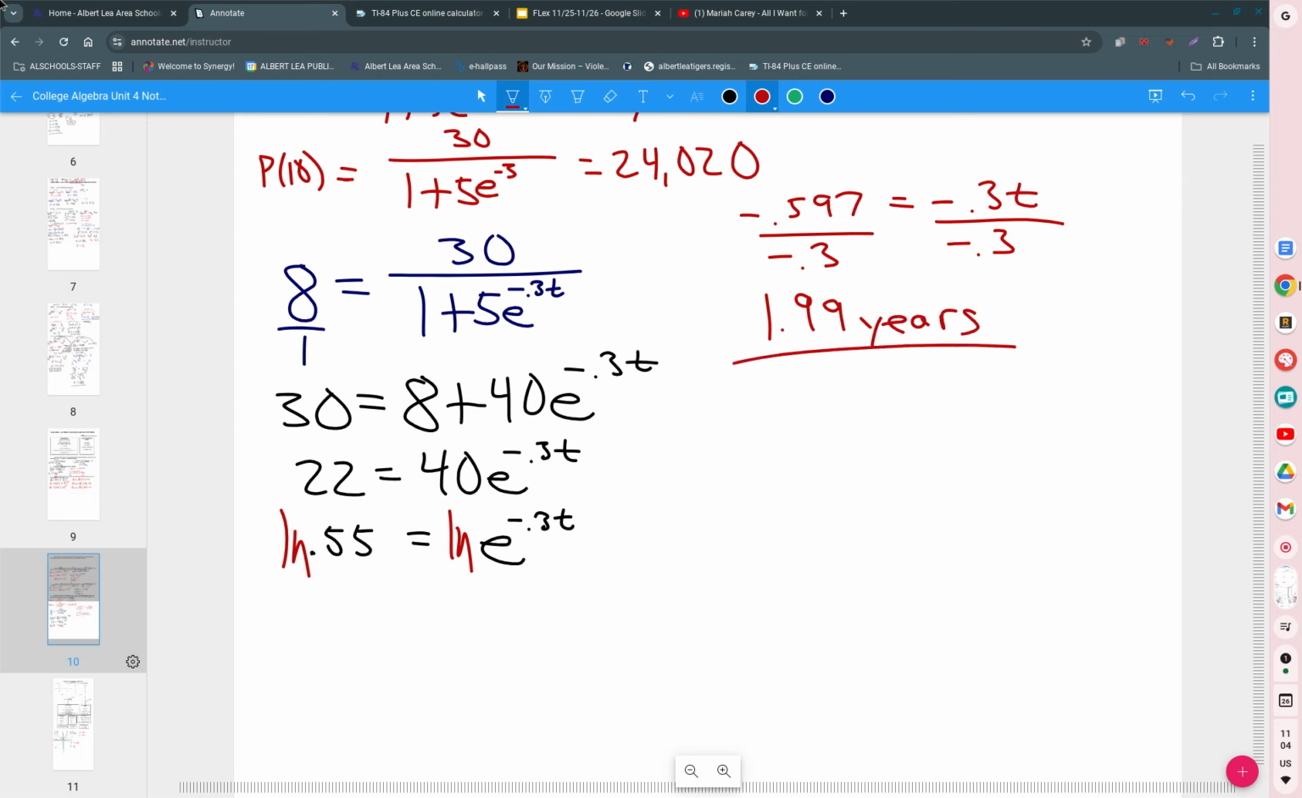My answer was supposed to be between what? 0 and 10. 0 and 10, and it is. So that gives me a pretty good indication that my answer is reasonable.